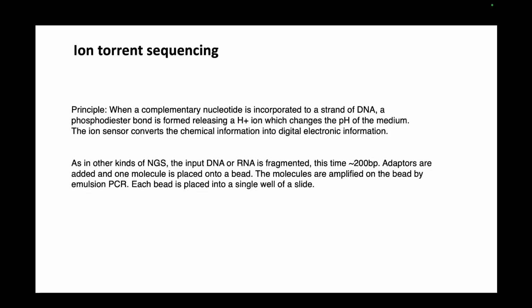If a sensor senses that the pH has been increased by 1, maybe an A has been added. If the pH has been decreased by 1, maybe a T has been added, whatever it may be. There's a signature associated with the addition of a nucleotide to a strand, which is basically a change of pH, which an ion sensor senses and converts this chemical information into digital information.